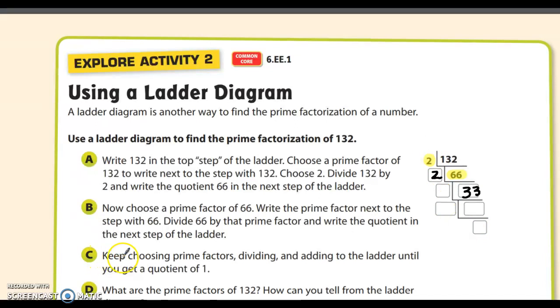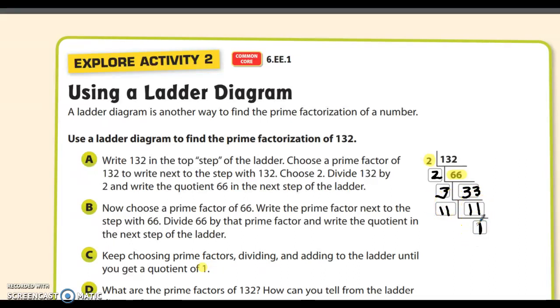We're on C now. It says keep choosing prime factors, dividing and adding to the ladder until you get a quotient of 1. So we keep going until we get a quotient of 1. So what goes into 33? I know 2 doesn't, but 3 does, and it goes in 11 times. Now this is where it gets a little bit tricky. What goes into 11? Remember, these are all our answers out in here, and these are all our answers out here. What goes into 11? Well, only 1 and 11 do, so I have to put 11 here. And 11 goes into 11 once.